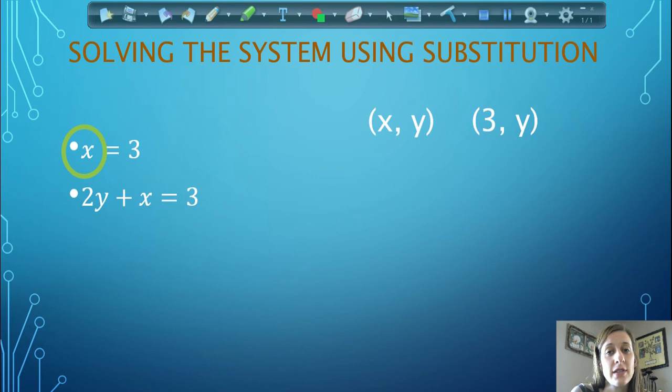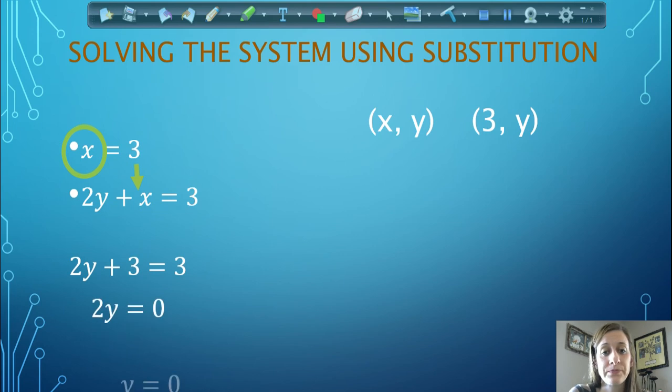So we know that x is equal to 3, and I'm just going to substitute the 3 into the second equation where the x value is. So my new equation will be 2y plus 3 equals 3. And now I just need to solve for y. So my ordered pair will be (3, 0). That will be the solution to this system.